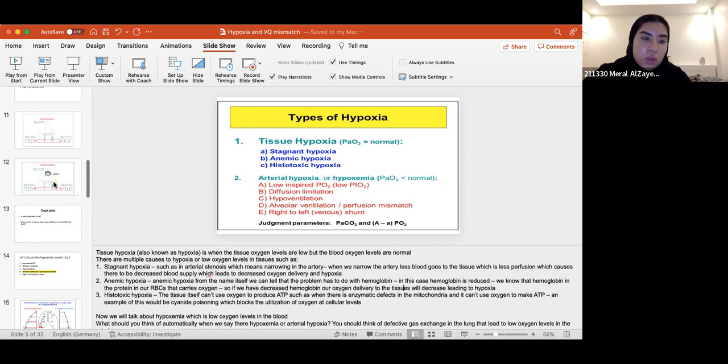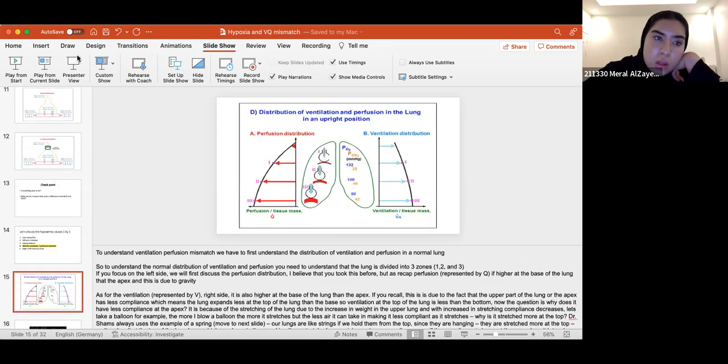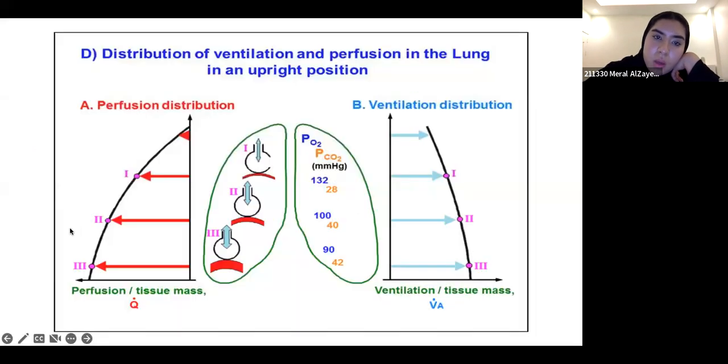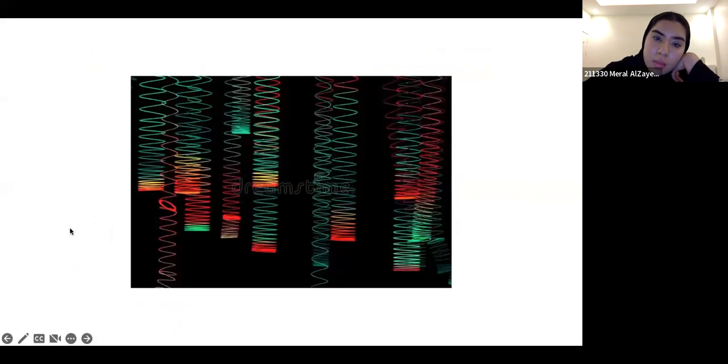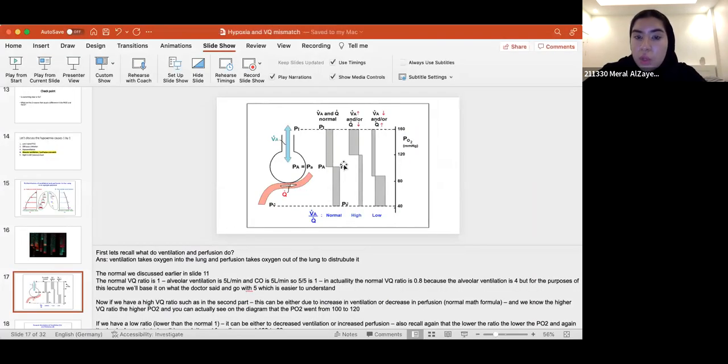Where did we get to? We got to hypoventilation. Let me make it bigger. Okay, we discussed the VQ ratios, when there's a high VQ ratio, normal and low.